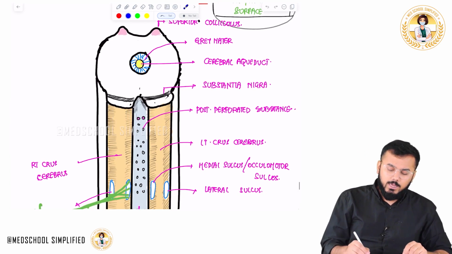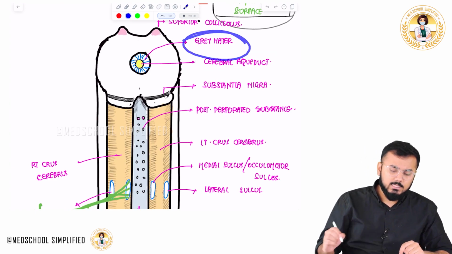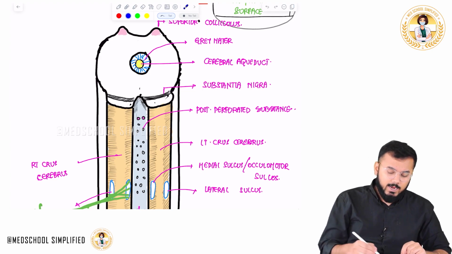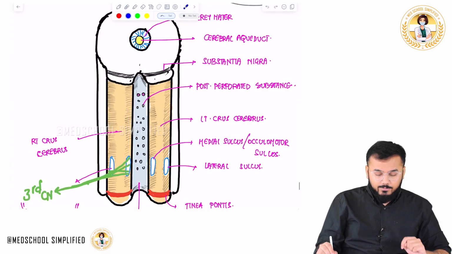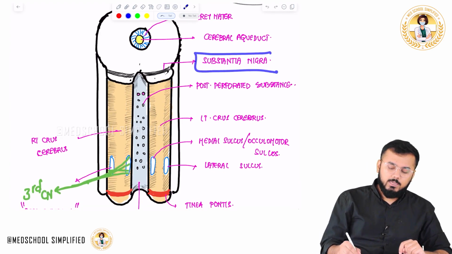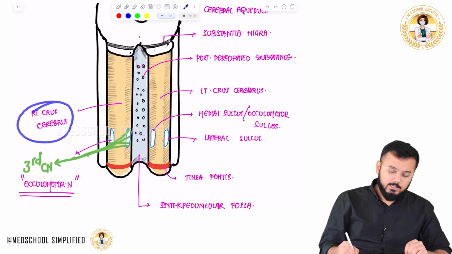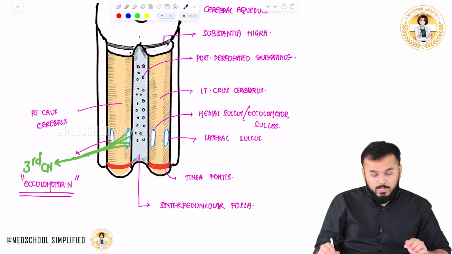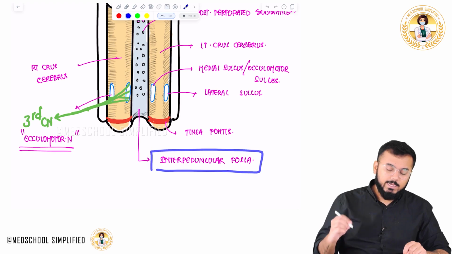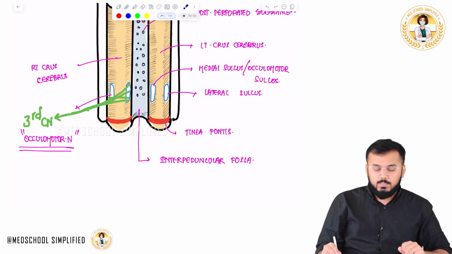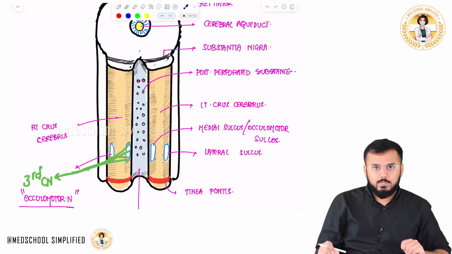Next, here you have got the central duct called the cerebral aqueduct. Okay. And this is your gray matter over here. And what is surrounding all this? This surrounding all this is your white matter. And after that, here you have got the substantia nigra where your dopaminergic neurons are present. Next, this is your right crus cerebri and this is your left crus cerebri. In between the two crus cerebri, you have this structure called the interpeduncular fossa. Within this interpeduncular fossa, you have got the posterior perforated substance.